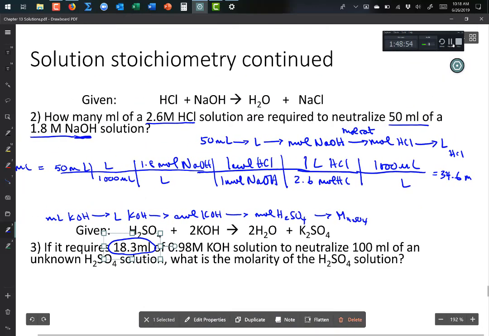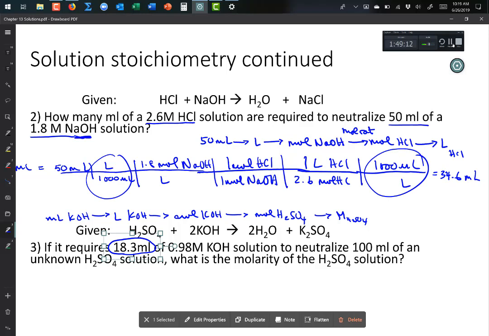Okay, do you guys see the trick to this, to make it two steps shorter? Since I start in milliliters and I end in milliliters, I don't have to do these conversions. You see how they cancel out? Just telling you these things to save you some time. As long as the units cancel out and you end up with what you're looking for, you're okay.